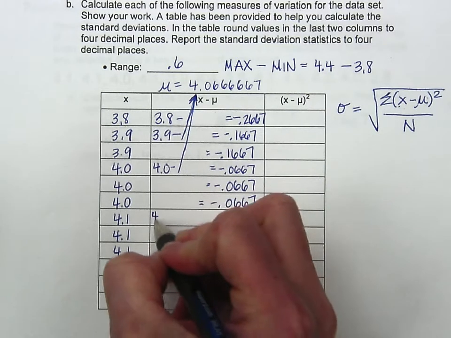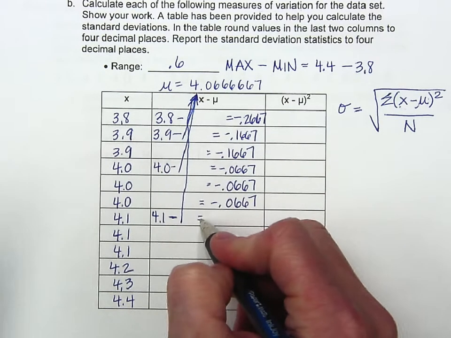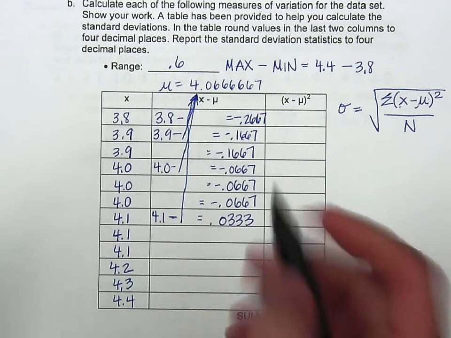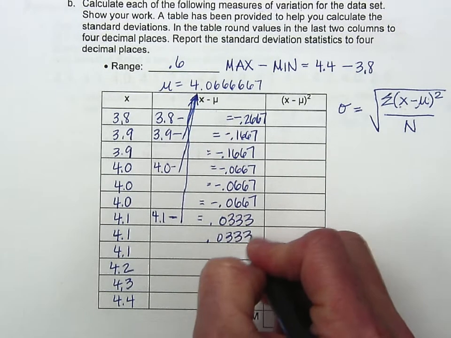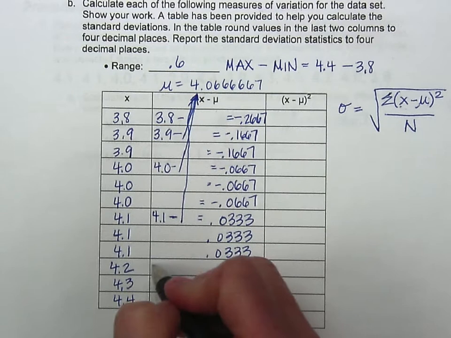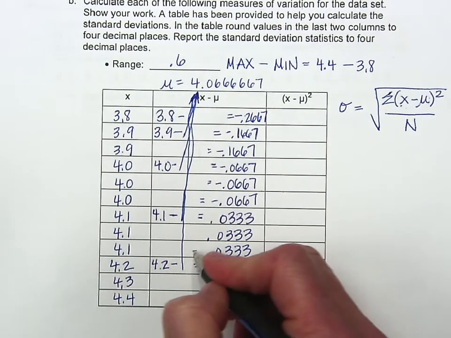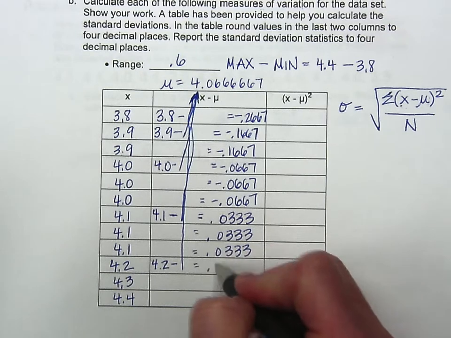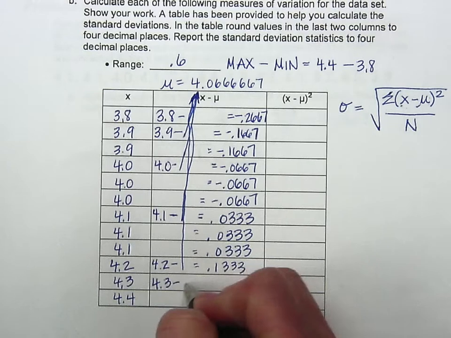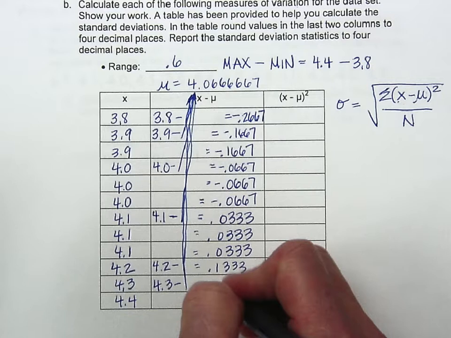Then I need to do 4.1 minus the mean, all this up here. And when I do that, I'm going to get 0.0333. And I'll get that 3 times. And then I have to do 4.2 minus my value for the mean right up here. And when I do that, I get 0.1333. And then I'm going to do 4.3 minus the mean. And I will get 0.05.